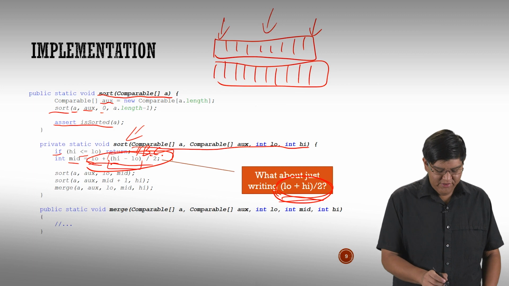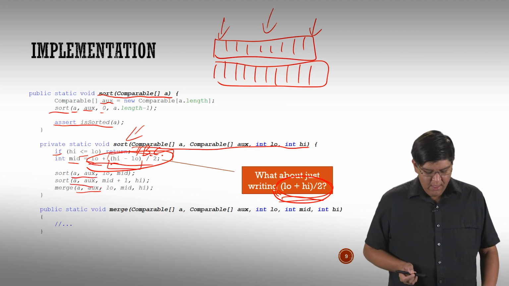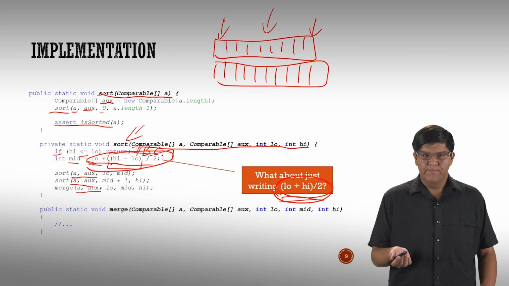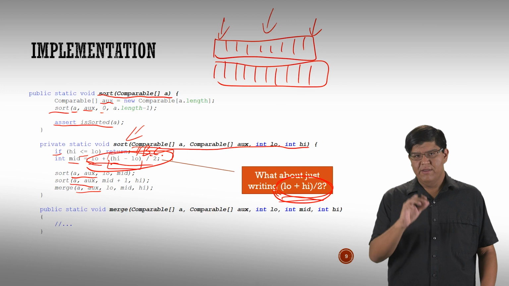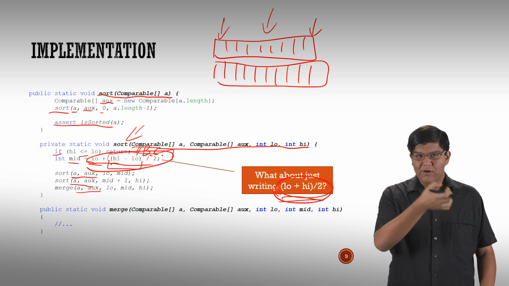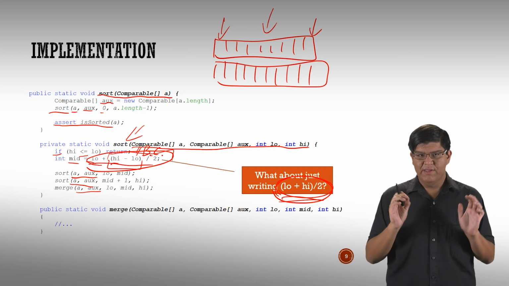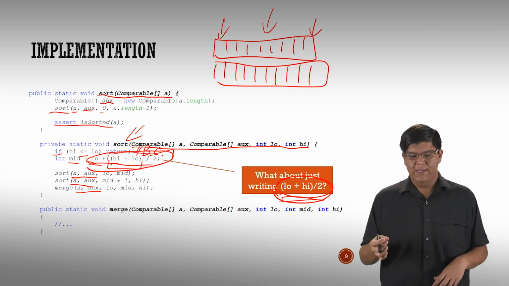So if you look over here, I have to do a sort, and these arguments in the front are all going to be the same, right? A and aux basically go to everybody. You can see that the first sort is going from low to mid. The second one is going from mid plus 1 to high. And note that these parameters are all right inclusive. So I'm going to sort from low to mid, including both the elements at those 2 indices, at the low index and at the mid index.